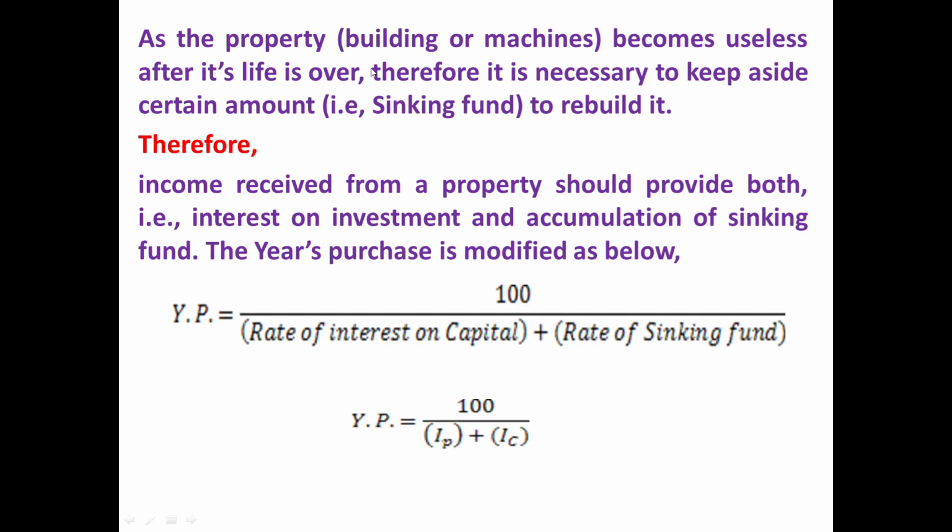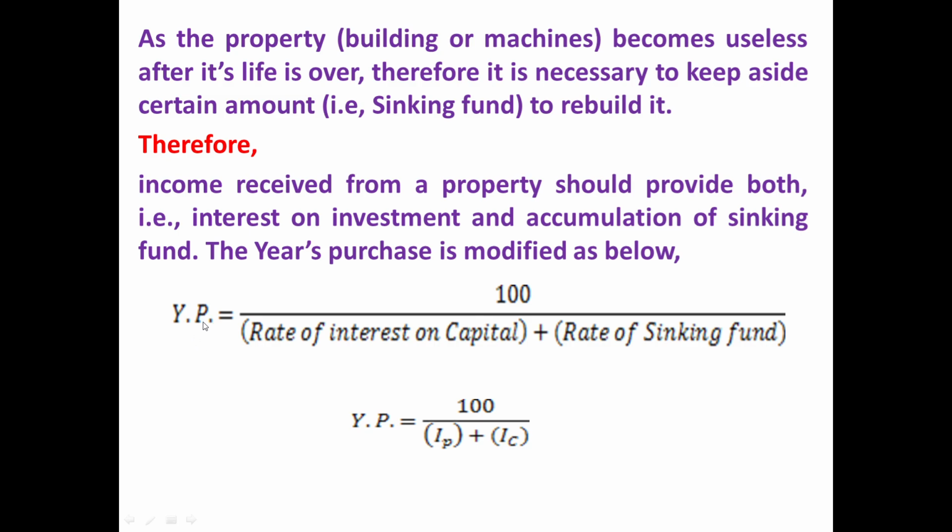Now here, as the property or building becomes useless after its life is over, therefore it becomes necessary to keep aside certain amount in the form of sinking fund for rebuilding the property. Therefore, whatever income is received from the property should take care of both, that is interest on investment and the accumulation of sinking fund. Thus, the year's purchase we have described above is now modified to include the provision for sinking fund as well as the rate of interest on investment.